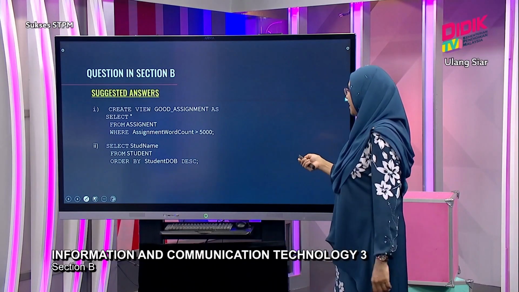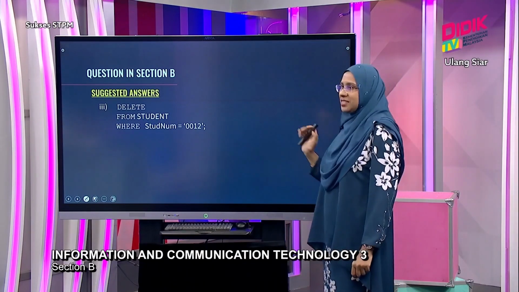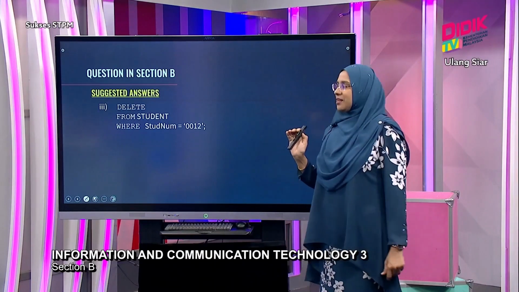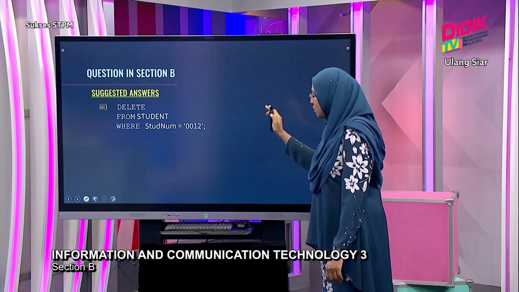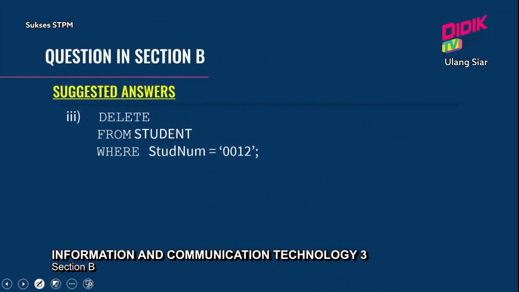Next. This is easy. To delete, just delete from the table student where the student number is 0012, and with a semicolon. That's all.